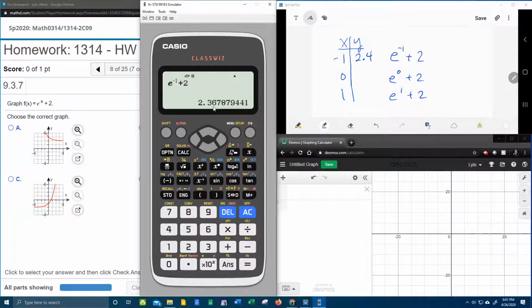All right, so the next one is easy. Anything to the 0 power is 1. 1 plus 2 is 3. e to the 1 is 2.7 approximately. 2.7 plus 2 is 4.7. Okay, I can tell you don't believe me. Let's use the calculator and prove it. e to the 0 plus 2. There you go, 3. And e to the 1 plus 2. 4.7 approximately.